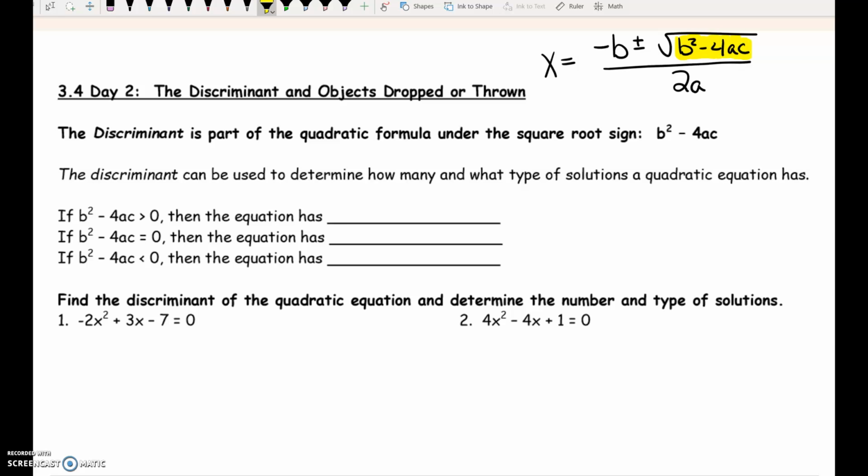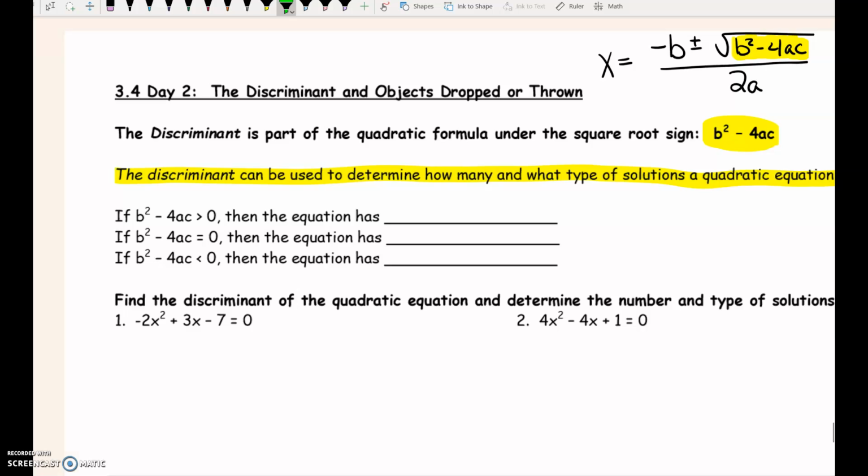The discriminant tells us a lot about the quadratic equation that we're working with. If we have the square root of a positive number, you can do the square root of a positive number. And because of the plus minus symbol, that creates two solutions. So the discriminant can be used to determine how many and what type of solutions the equation has. The discriminant is the b squared minus 4ac.